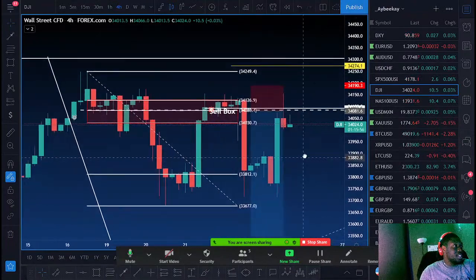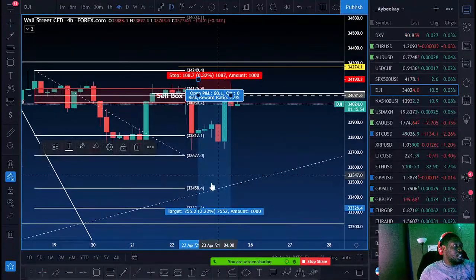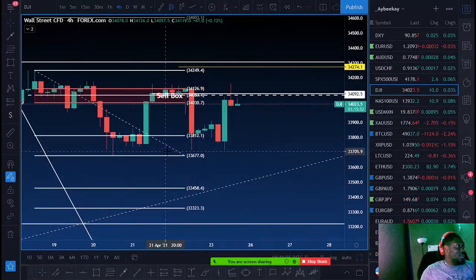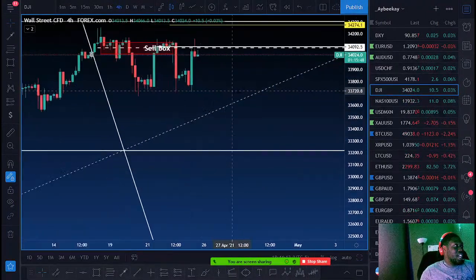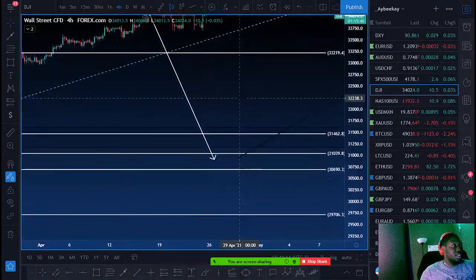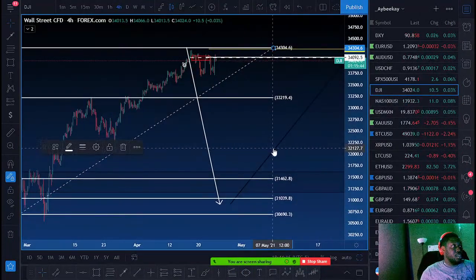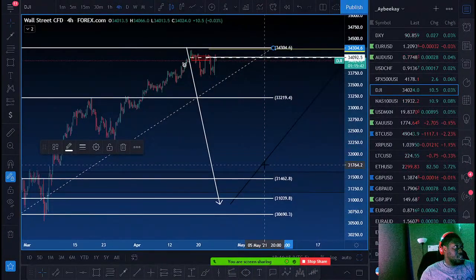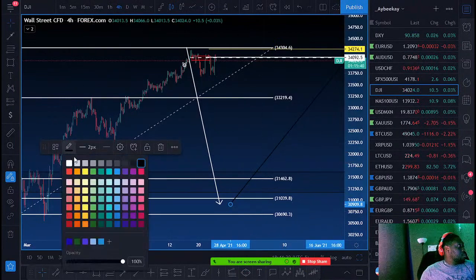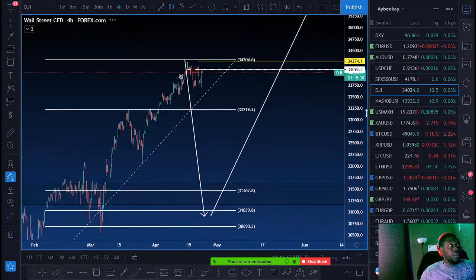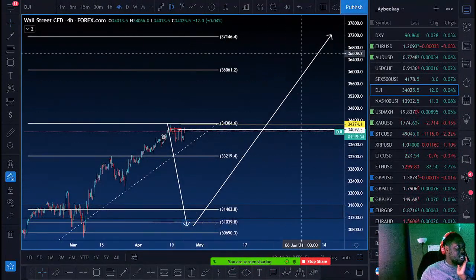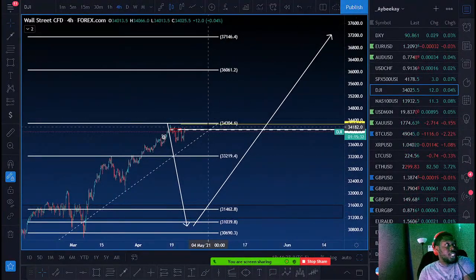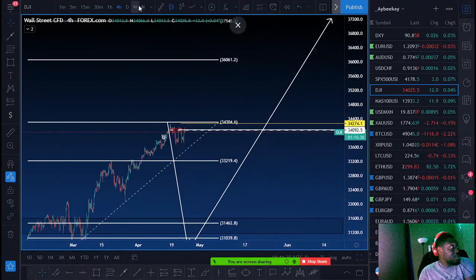Same thing with this. Could have been a nice move, although the TP was definitely too far-fetched. And again, I really did want to see price push down. Let me make this white. There we go. I really did want to see price push down to continue going to the upside. Don't think that's gonna happen, realistically speaking.